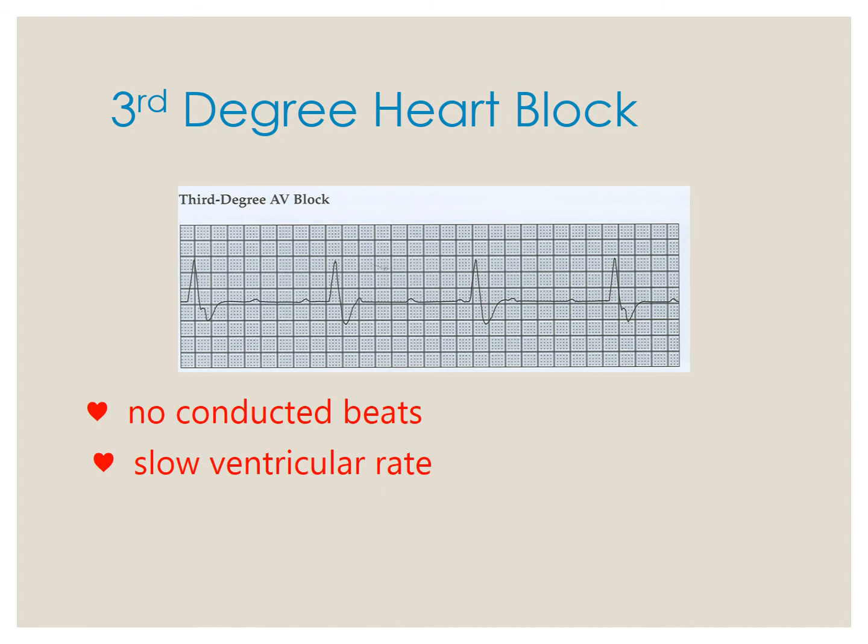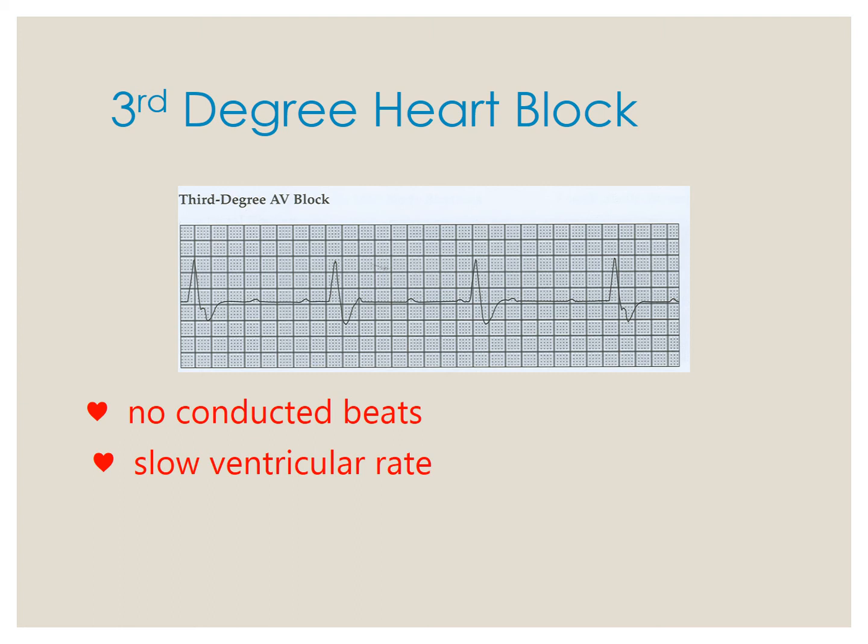Again, there's no conducted beats, slow ventricular rate. So if you look at that first one, there's a QRS there. So let's look at our QRSs. If you march out your QRS to QRS, they are usually pretty regular. Okay, so your ventricles are firing and they're going slow, but that backup pacemaker function, the escape pacemaker, is making it at least beat. But then look at your P waves.